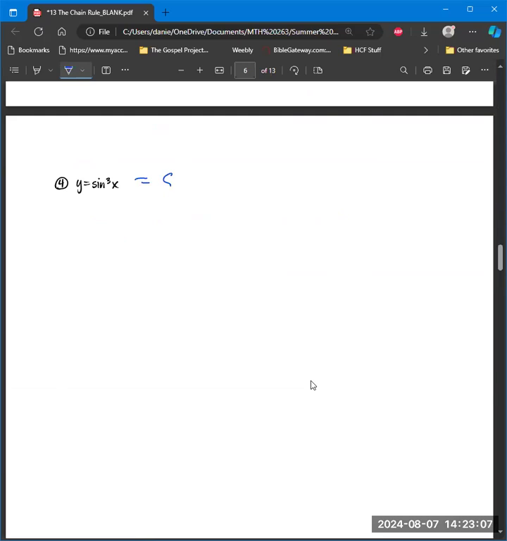This is the same thing as sine of x raised to the 3rd power. So y prime is going to be 3 sine squared of x times the derivative of sine, which is cosine.